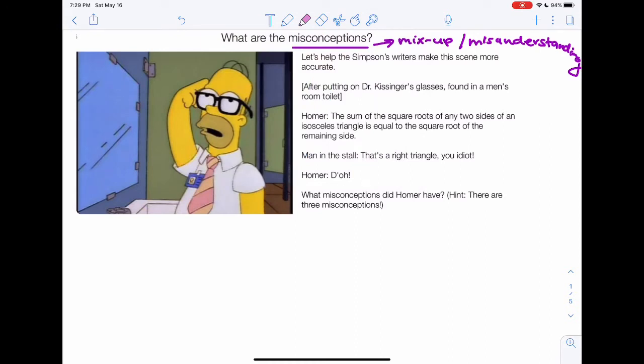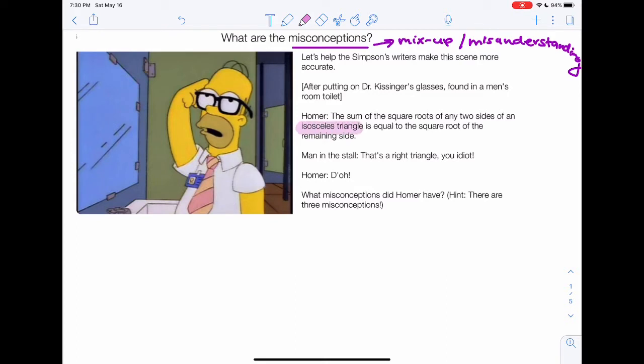It says, the sum of square roots of any 2 sides of an isosceles triangle is equal to the square root of the remaining side. And one of the misunderstandings was corrected by the man in the stall. It's supposed to be a right triangle. So I'm going to go ahead and highlight where it says isosceles triangle. That should have been a right triangle.